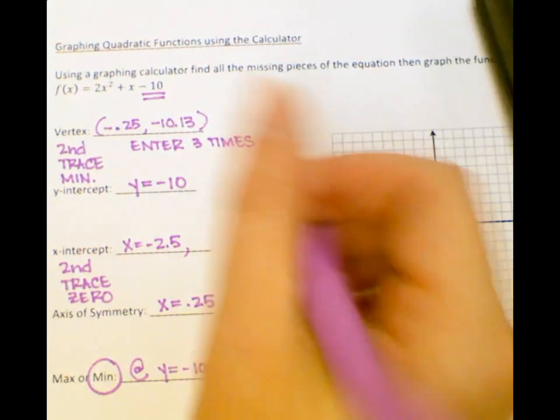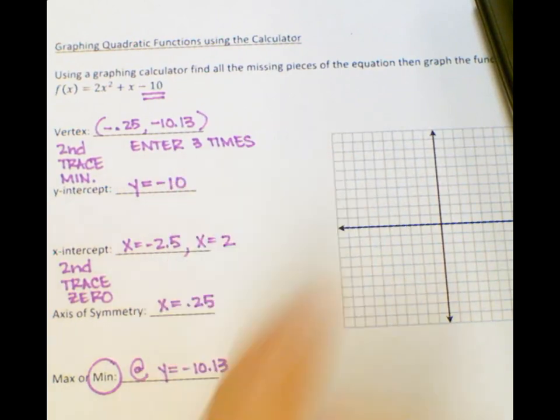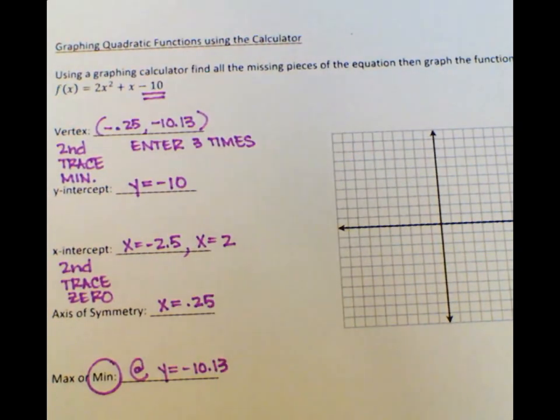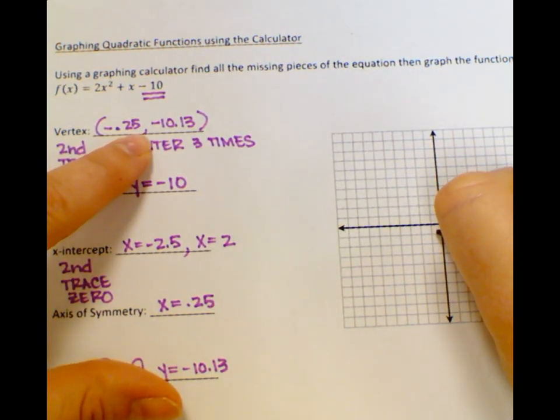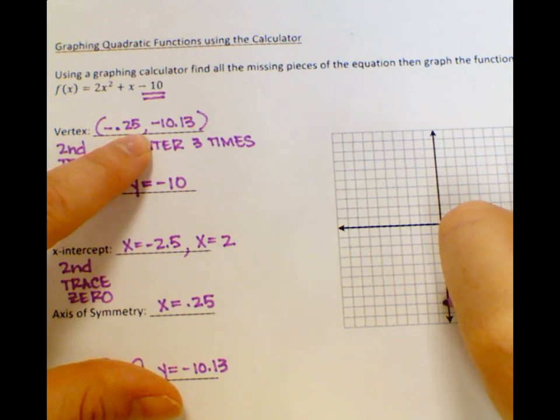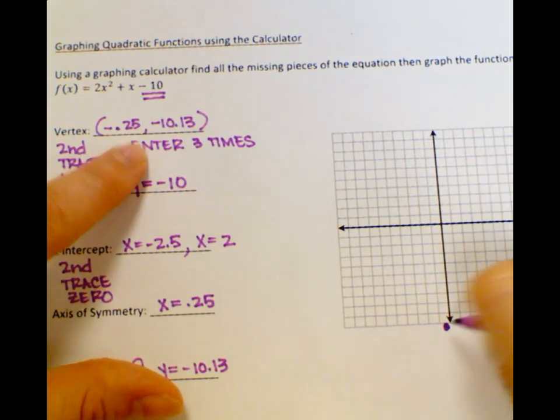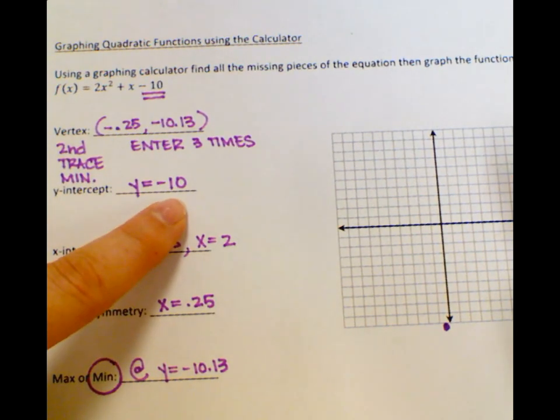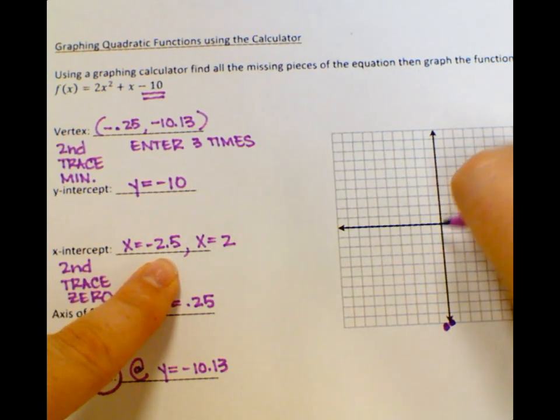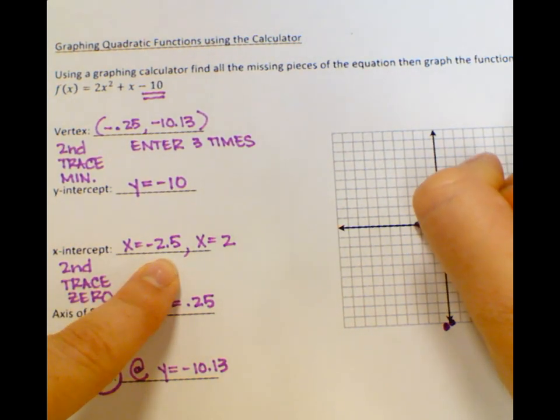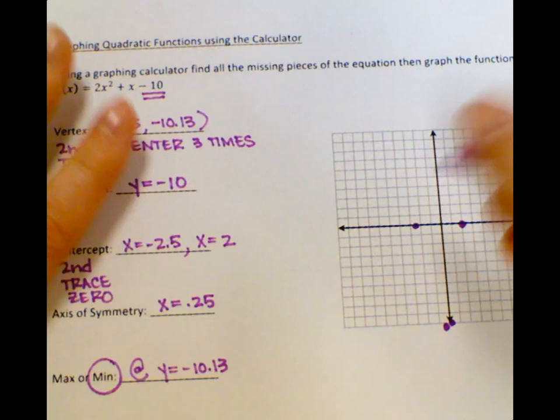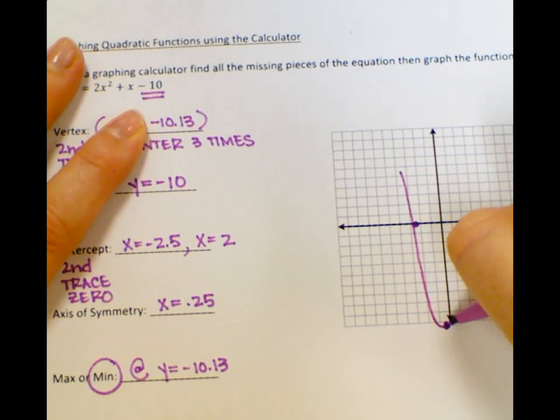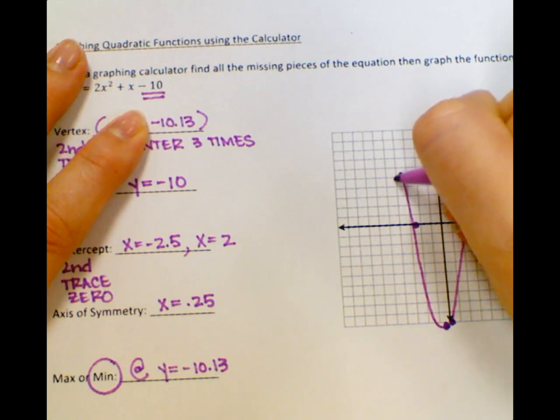Okay, and then you're just going to come over here and graph all your stuff. Okay, let's start with the vertex. So a negative, and then 10: 1, 2, 3, 4, 5, 6, 7, 8, 9, 10. Okay, I got a y-intercept at negative 10. I got x-intercepts at negative 2.5 and positive 2. Okay, already got that.